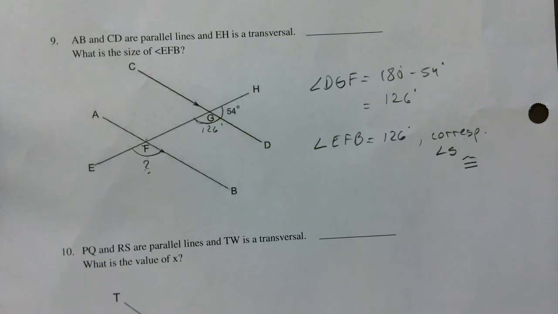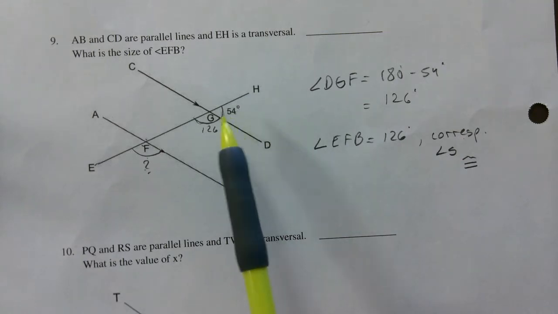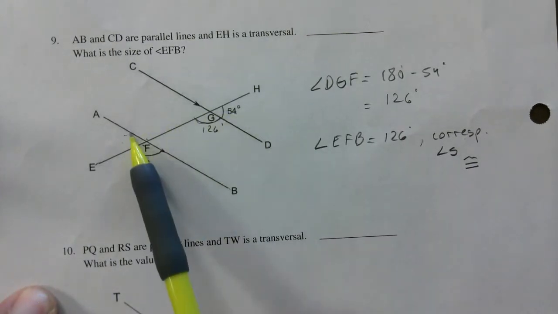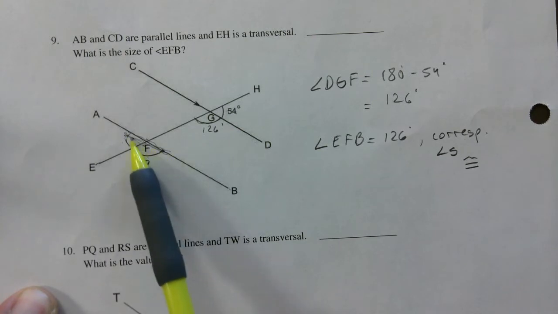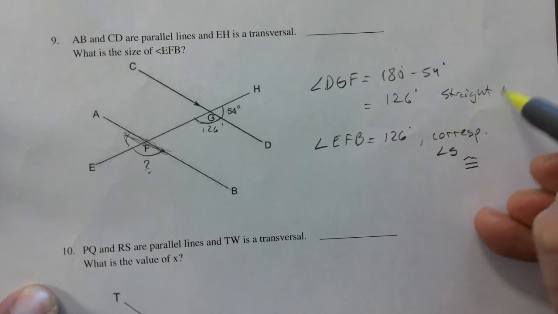I didn't really ask you to explain, right? So it's okay in this case, but most of the time I will. Another way of doing this would have been to use alternate exterior angles here, right? These are alternate exterior. You find this, and then use the straight angle property here. Right? This would be straight angle.